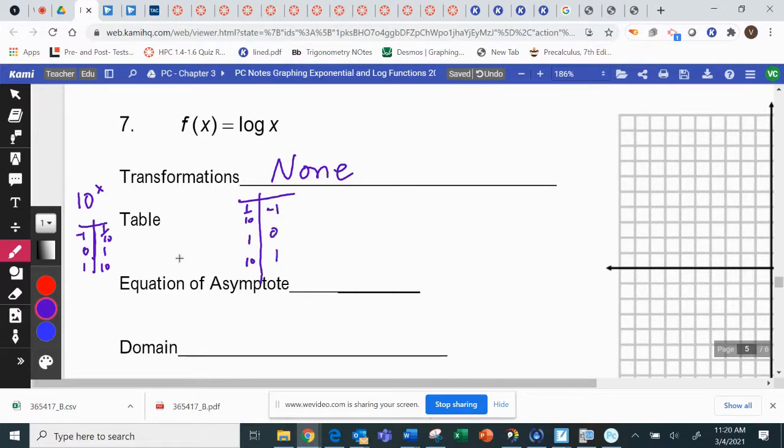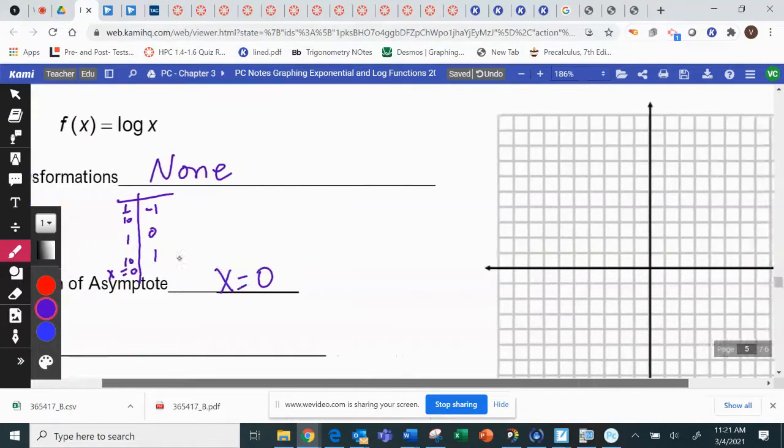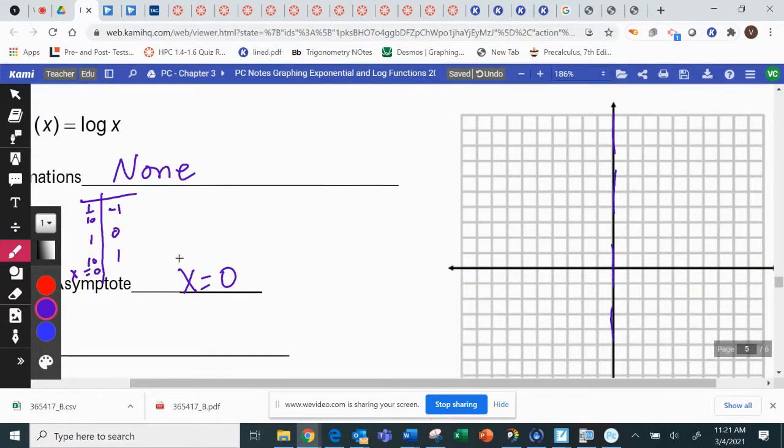So -1, 0, 1. And then I have, instead of y equals 0, I have my x equals 0 on the table. So usually you will see my work looking like this off to the side, because that's not part of the problem. That's just how I'm figuring out the original points for the logarithm. I just find out the exponential, the inverse first, and then I flip them. Okay, and there's no transformations for this, so we've got x equals 0 for our asymptote. And I go to 1/10, -1. I go to 1, 0, and to 10, 1.